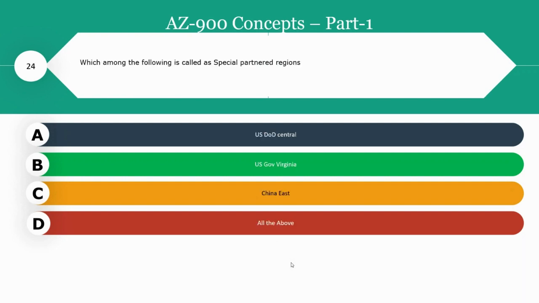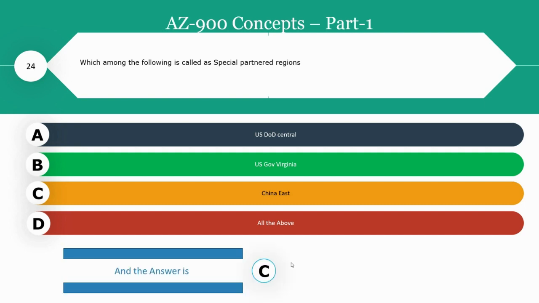Which among the following is called a special partnered region? Option A, US DoD Central, US Government of Virginia. Option C, China East. Option D, all the above. Here, China East and China North regions are available through a unique partnership between Microsoft and 21Vianet, whereby Microsoft does not directly maintain the data center. And so the right answer is C.